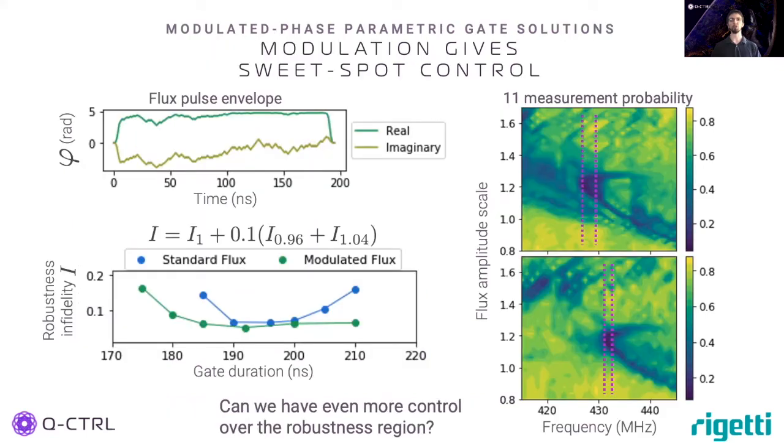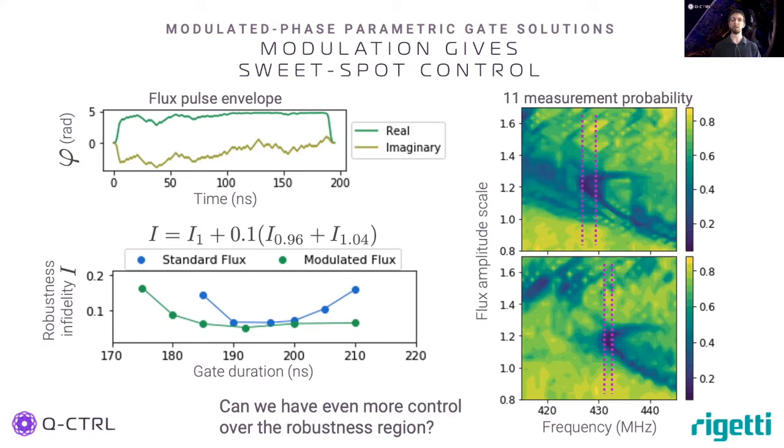At this point, we introduce modulation of the applied flux pulse, which can be optimized to improve robustness. On the top left, you can see an optimized flux pulse envelope, where the phase is modulated over time within constrained limits for pulse smoothness. We introduce here a robustness infidelity measure to assess the robustness of the optimized gate. The infidelity of the optimized pulse is added to the infidelities obtained by increasing and decreasing the pulse amplitude by 4%. Using this robust infidelity measure as a target amounts to a simple grid-based optimization for flux amplitude robustness.